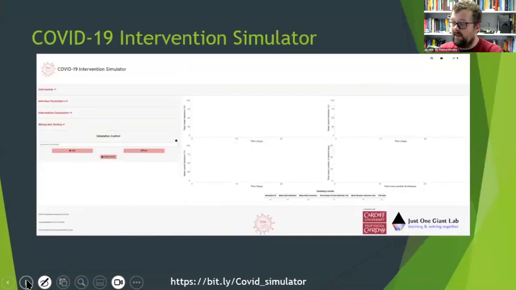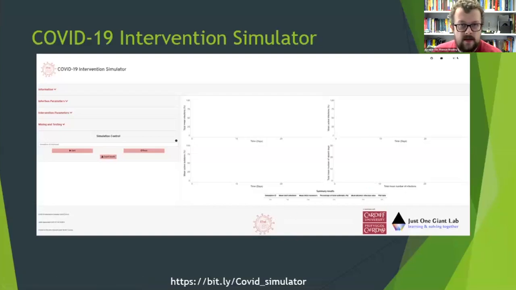This led into creating the intervention simulator. We were asked to look at small educational environments. We're not looking at the population of Wales. We're looking at what happens in a classroom. We got some money from Just One Giant Lab, I think it was like 3,000 euros, 4,000 euros, something like that. And we were able to pay one of the doctoral students to produce this.